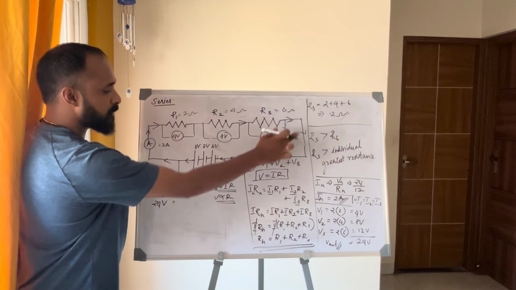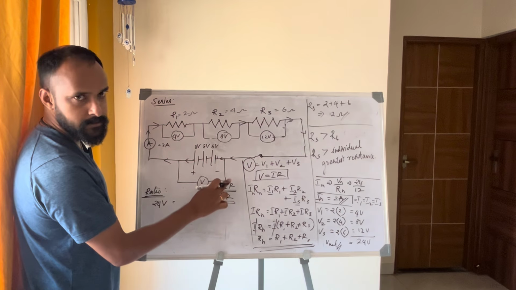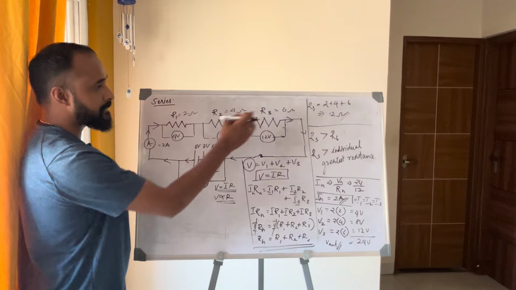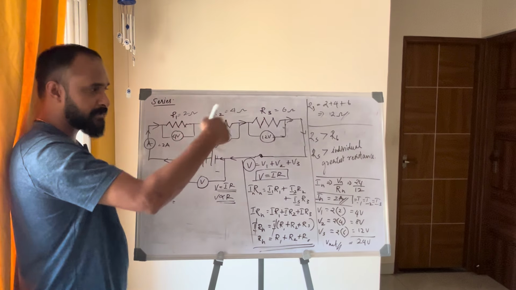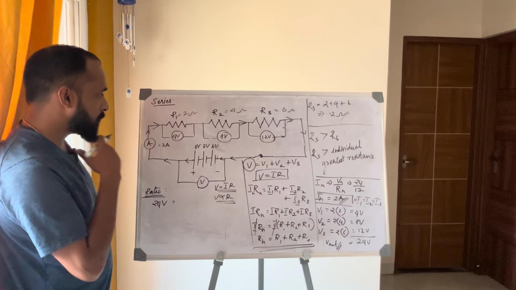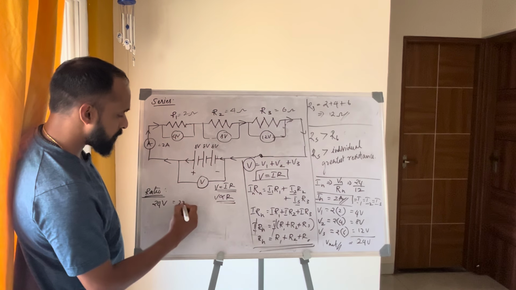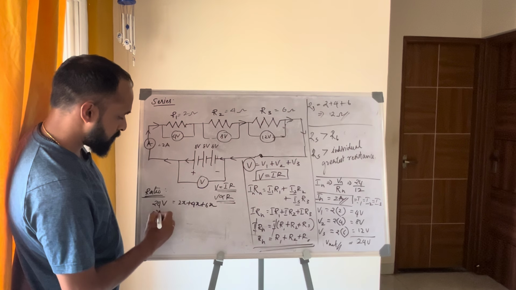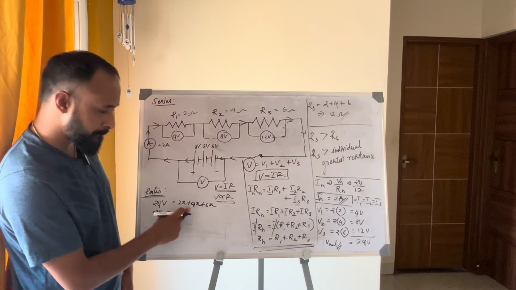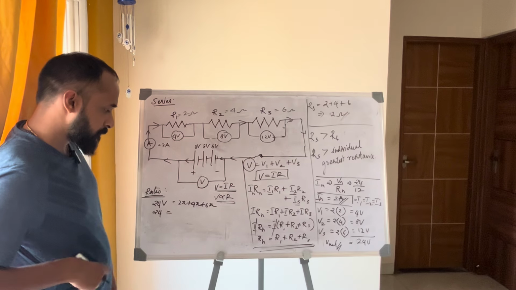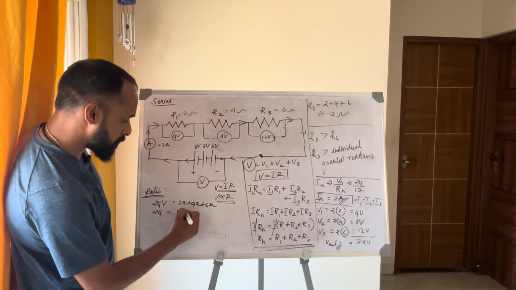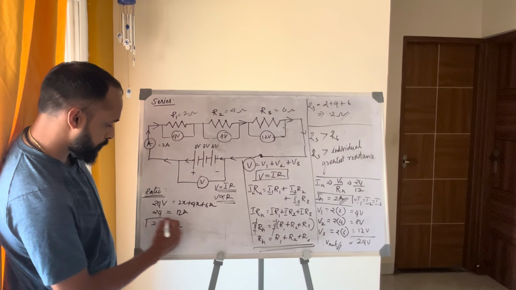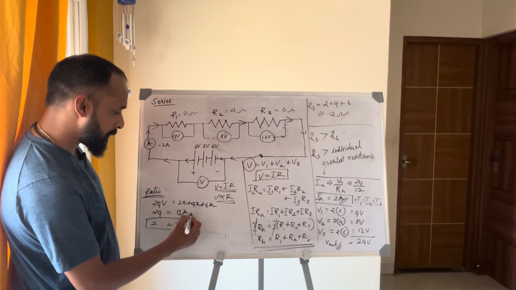Clear? Throughout the circuit, my current is what? Constant. So if my current is constant, V is proportional to R. As I increase resistance, voltage has to increase. As I decrease resistance, voltage has to decrease. So it will split in the ratio of 2x plus 4x plus 6x. So 24 is equal to 6 plus 4, how much? 10. 10 plus 2 is 12. 12x. So x is nothing but 2. Clear?